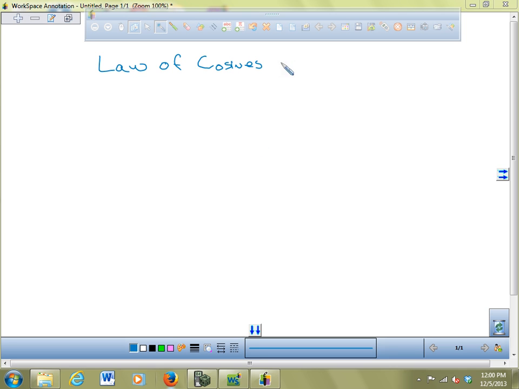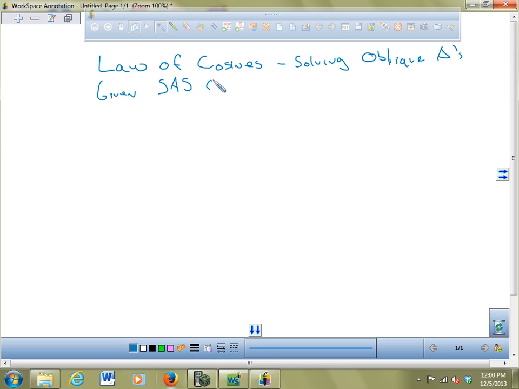Law of cosines is used for solving oblique, meaning non-right, triangles, okay? Given side angle side or side side side. So we've already solved with law of sines.